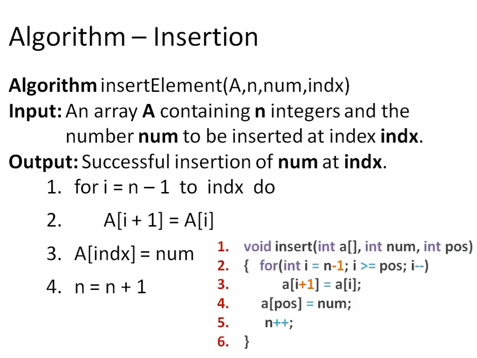Talking about complexity, the algorithm will take constant time if the new element has to be inserted at the end. On the other hand, the worst case will happen when the insertion takes place at index 0 and the complexity comes out to be of the order of n, that is, the number of elements in the array.